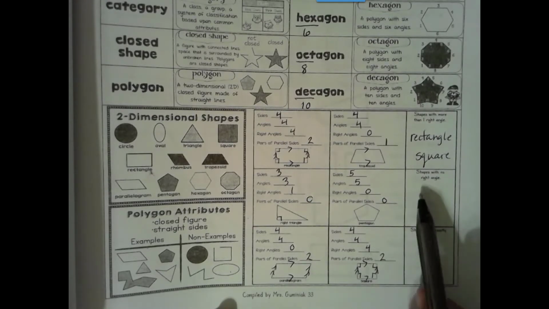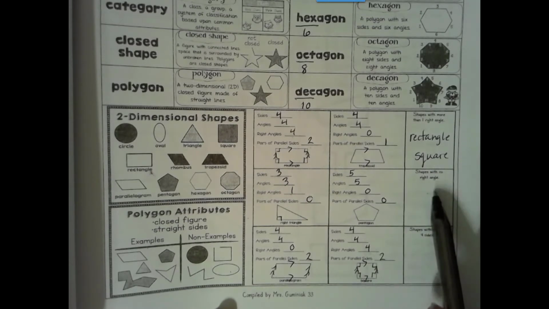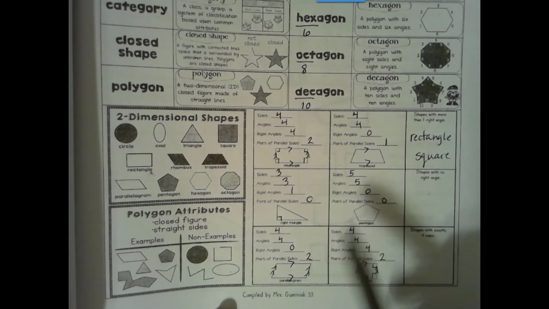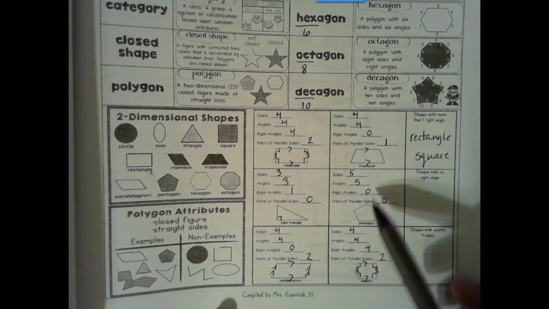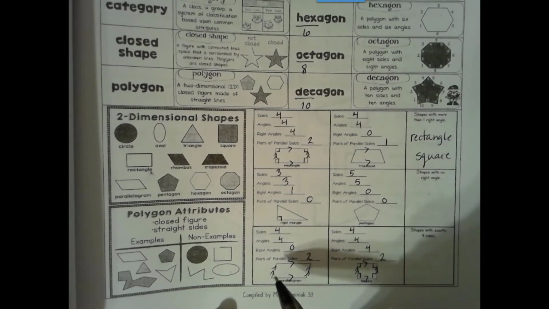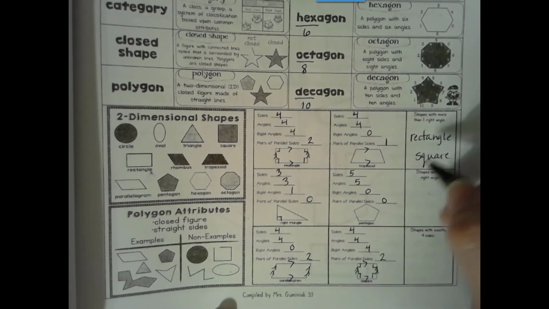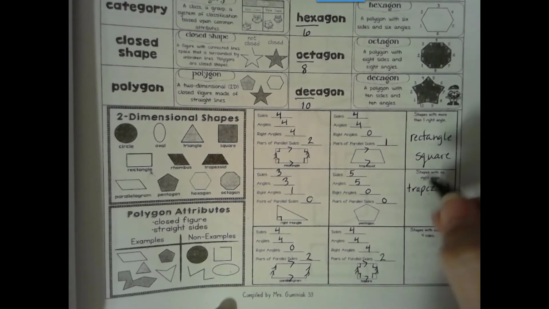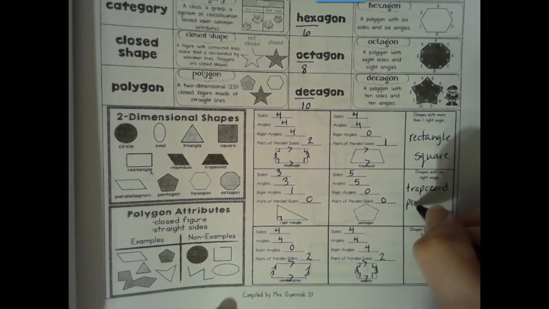Okay, if we want to categorize it with shapes with no right angles. Well, this one does, this one doesn't, this one does, doesn't, does. So the 3 here that do not have right angles is what we want to list here. So trapezoid, pentagon, and parallelogram.